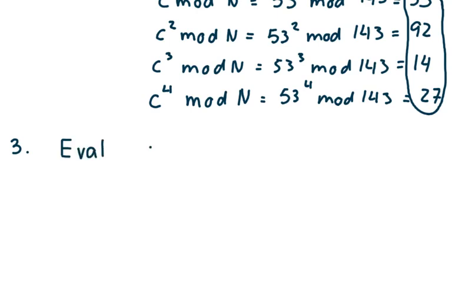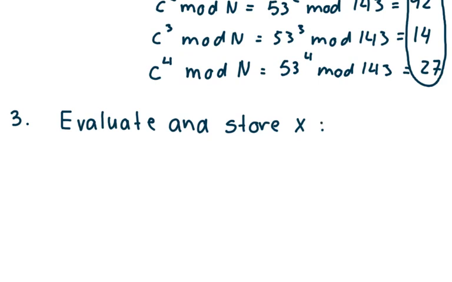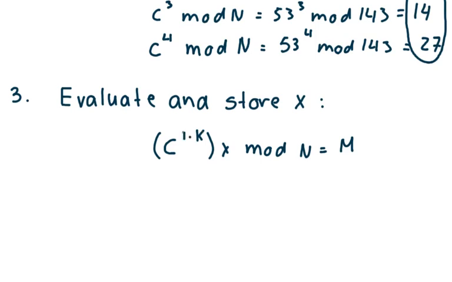So now the third step for Eve is a bit more complicated. She's going to evaluate and store x. Now x is going to need to satisfy the requirement. First, for the first value of x, it's going to be c to the 1 times k power x mod n is equal to m. And Eve is going to need to find a value of x that satisfies this requirement. So then the next value of x is going to need to satisfy the requirement c to the 2 times k power x mod n is equal to m. She's going to need to find another x that satisfies that requirement.